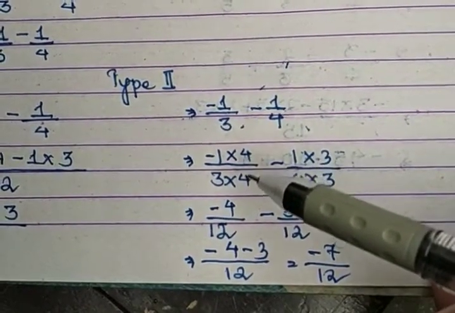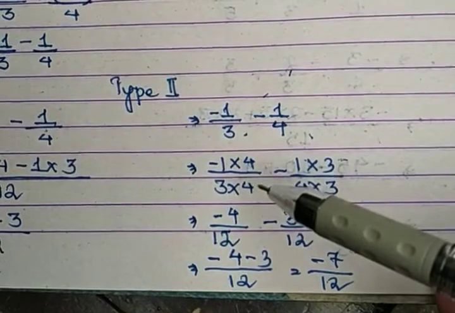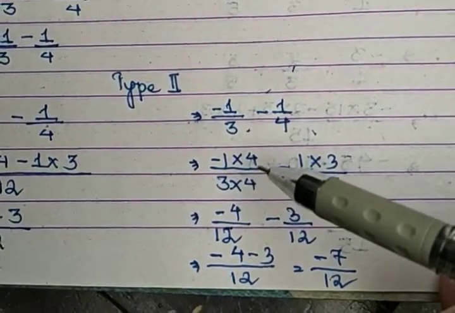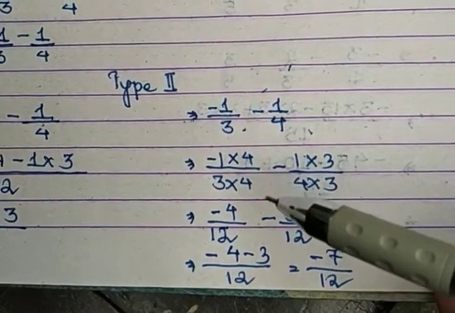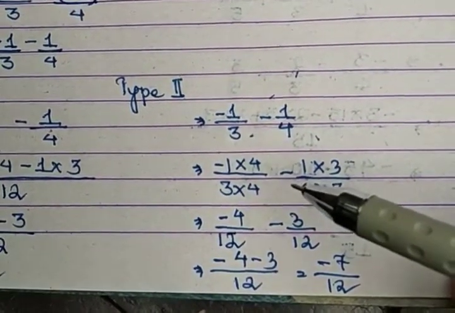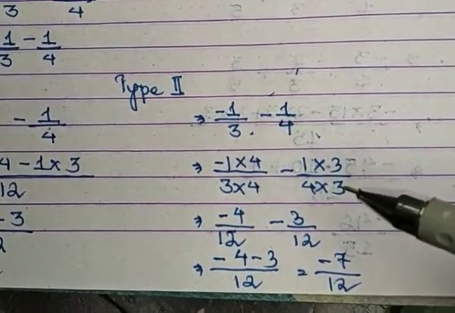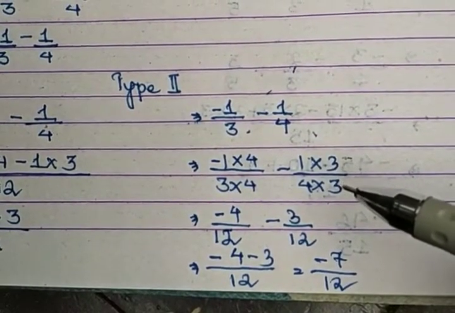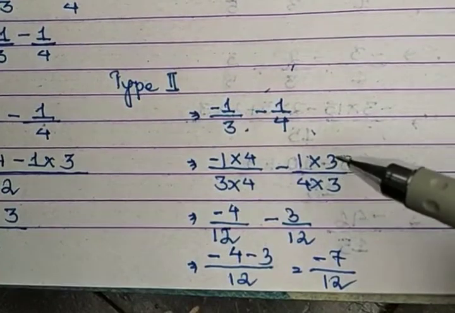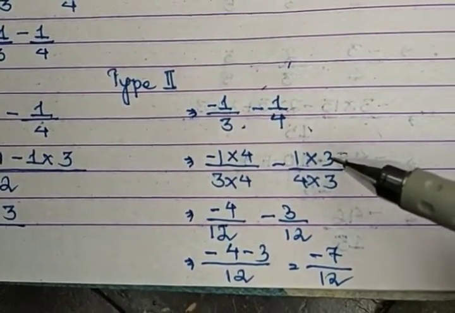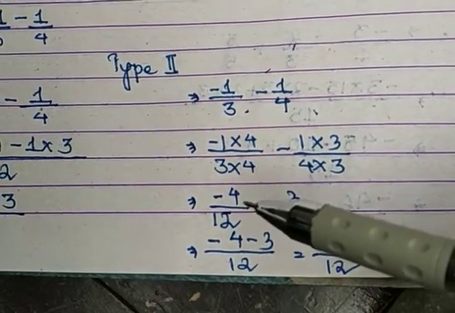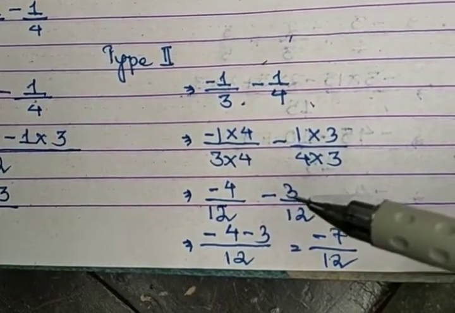Remember the equivalent fraction from the previous exercise. We have done equivalent fractions in the previous exercise as well. So minus 4. Now again, 4 multiplied with 3 gives us 12. So the same number, 3, has to multiply the numerator as well. As I said, it's because of equivalent fractions. So I have here minus 4 divided by 12 and minus 3 divided by 12.